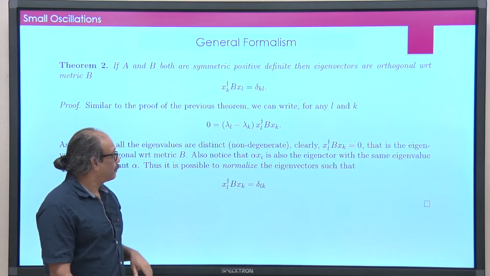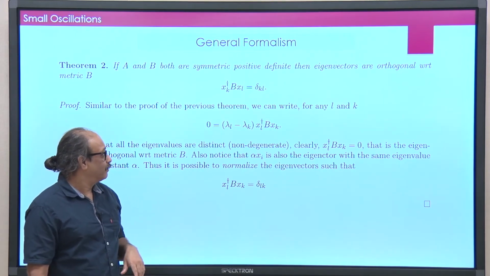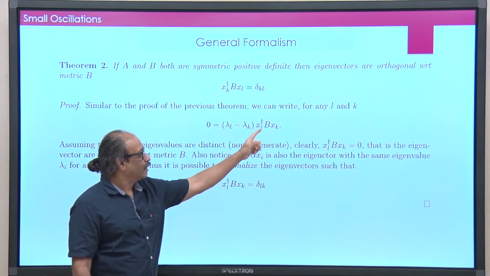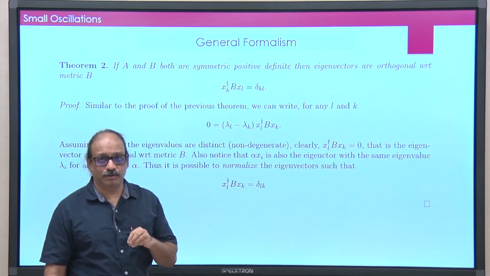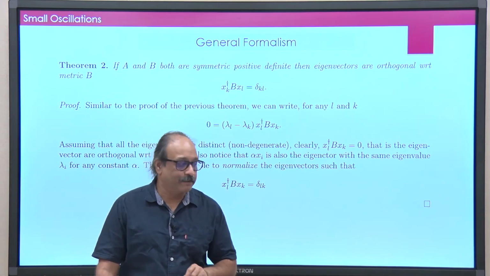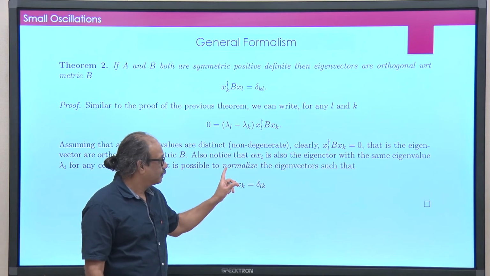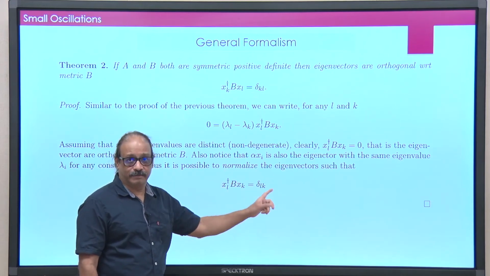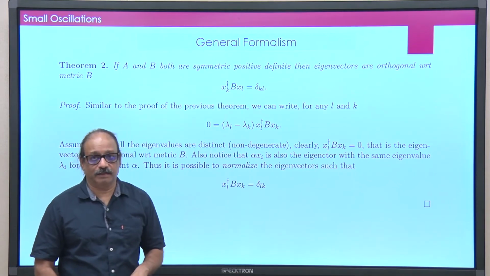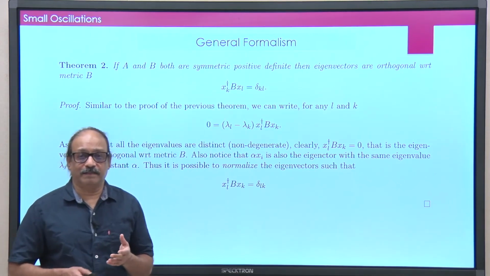Okay. And what happens when k is equal to l? When k is equal to l, then I know that this is 0. I can always choose x k by scaling x k in such a way that I get a normalized eigenvector. Okay. And then I can write this identity which I have written here. So, this completes our proof.